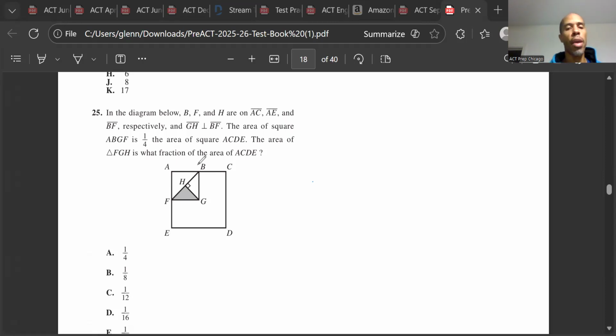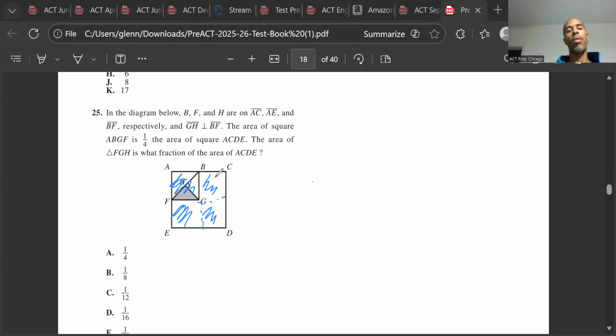And GH is perpendicular to BF, which they have marked here with the 90-degree angle. That's perpendicular. The area of square ABGF is 1/4 the area of square ACDE. That makes sense because if you take this square and make four of them, this is one, this is two, this is three, this is four, right? So when they say that the area of ABGF is one-fourth the area of ACDE, that actually makes sense based on the diagram.